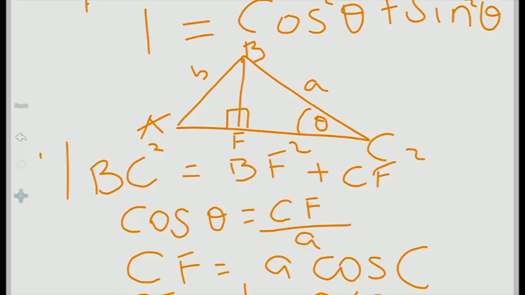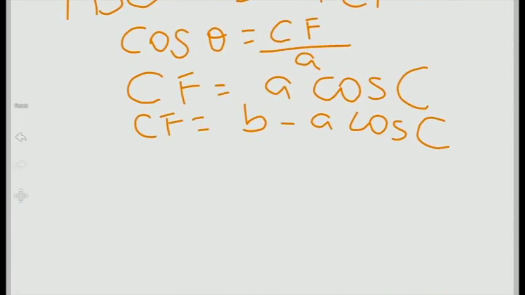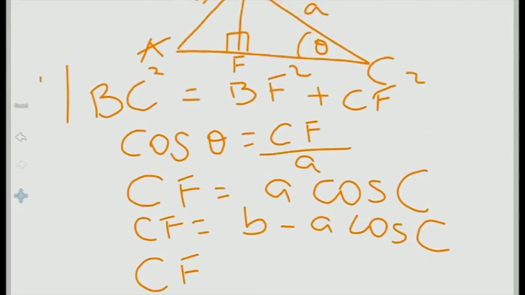So now we have CF. And CF is a fraction of the longer side. Sorry, it's side B. So CF now is equal to B minus A cos C. And then we can substitute CF up here. And then we come to BF.